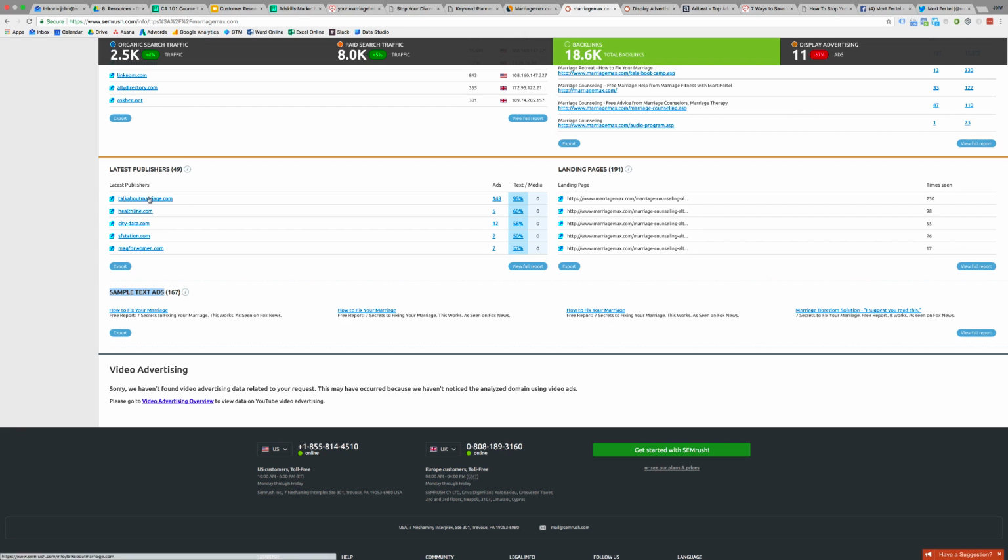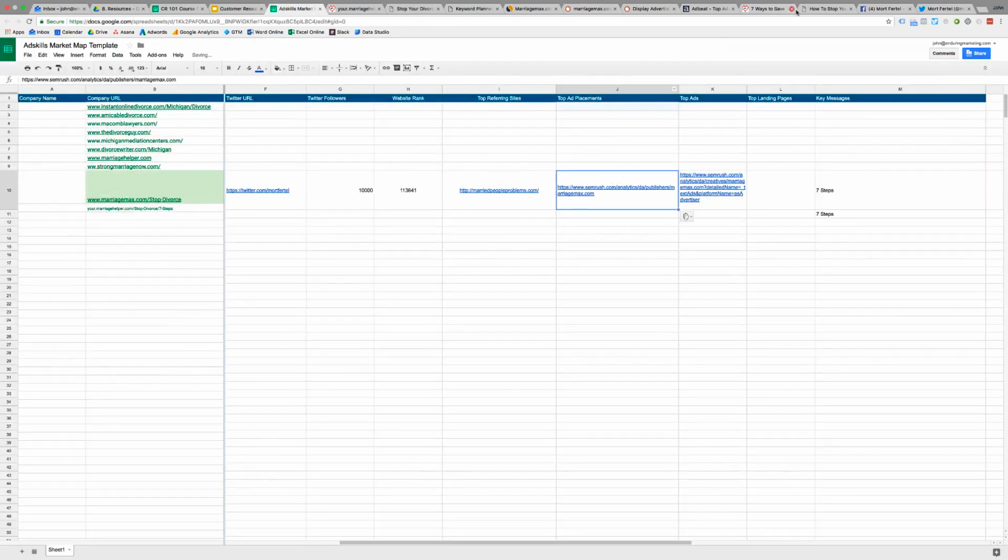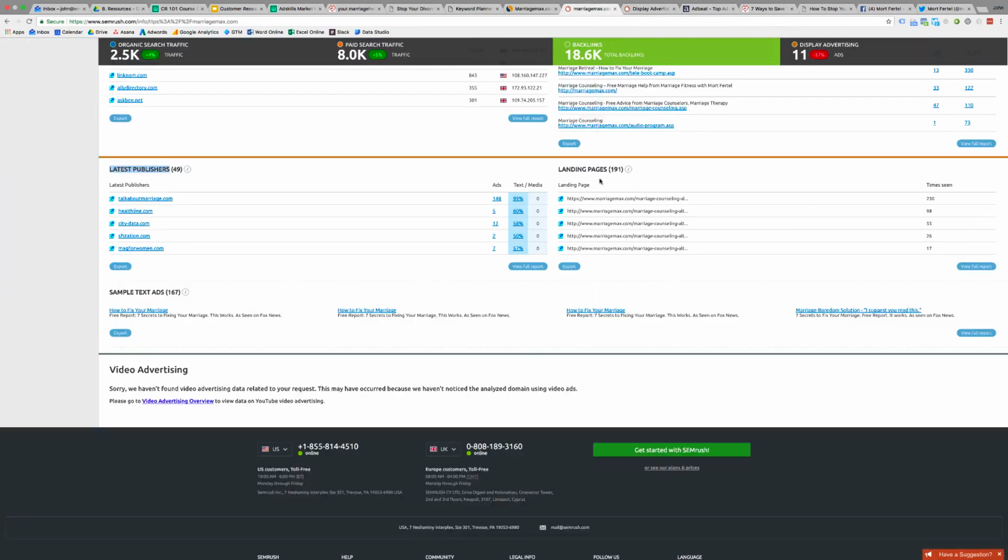From the publisher side, this is going to be an important piece, all of their placements. So another name for publishers is placements. I'm going to copy this address, and I'm going to put this in there. And then the last one is the landing pages. So I want to look at the landing page and see where they're driving people from these.